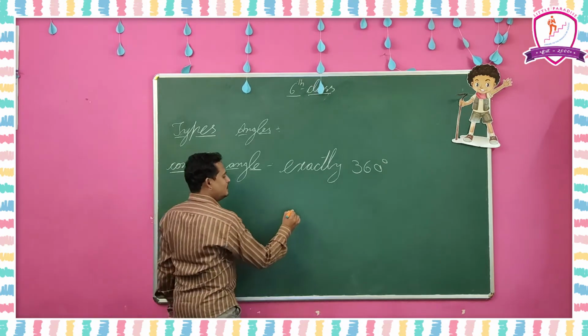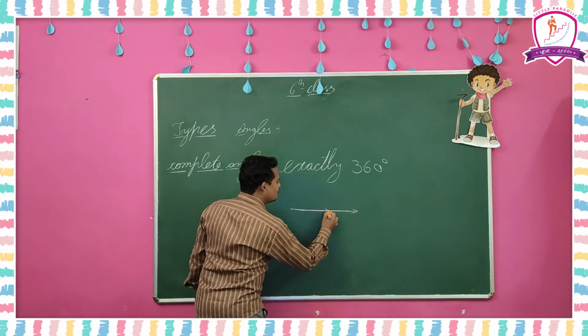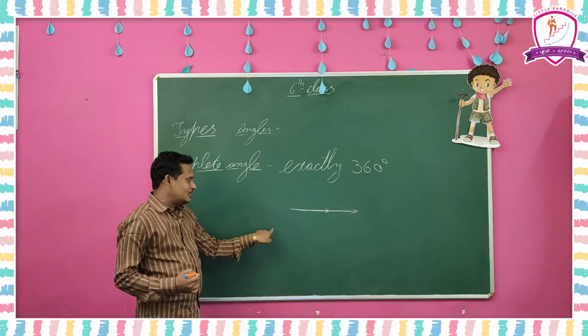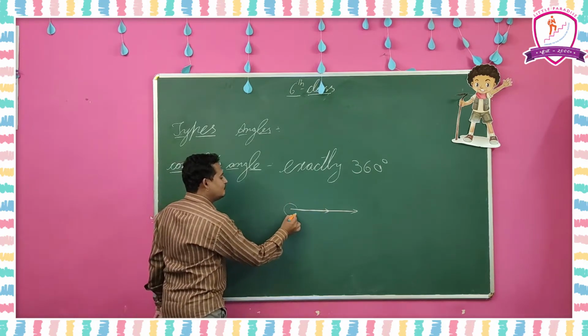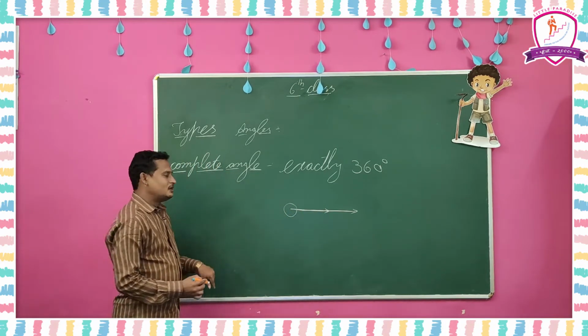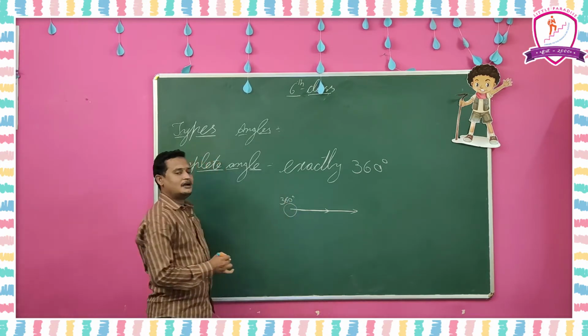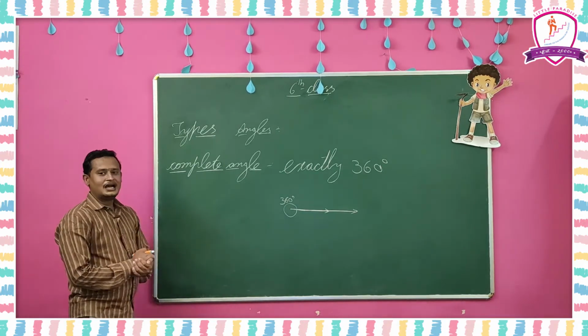First suppose I draw a ray here, and the second ray is also coincided here. If the second ray completes one rotation and coincides with the first ray, it has completed a full rotation. This complete rotation is called a complete angle, and it is measured by 360 degrees. So like this it will be the complete angle.